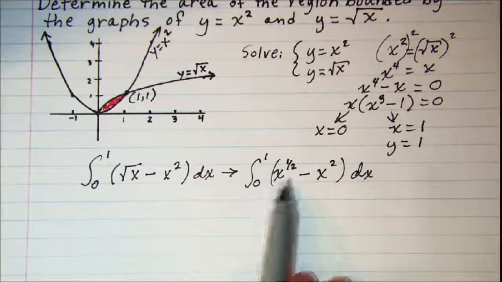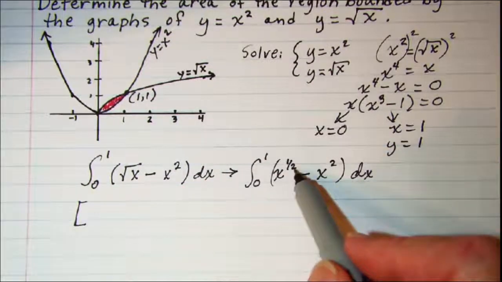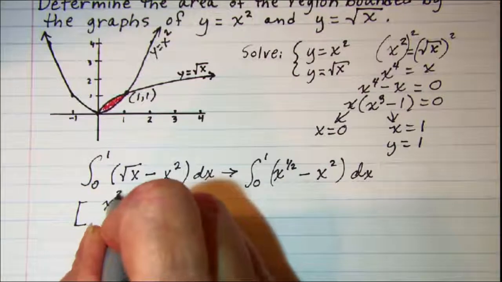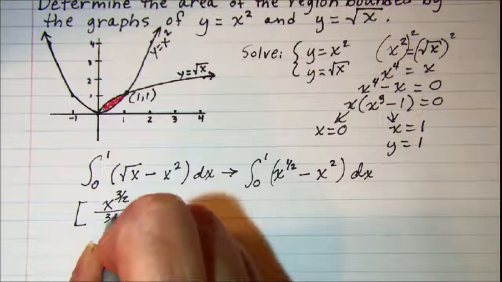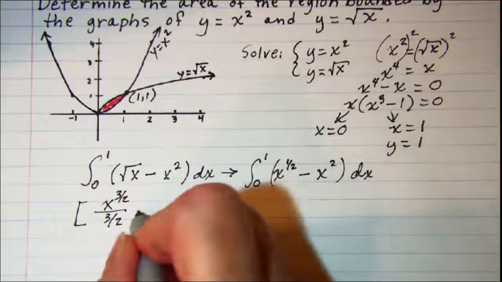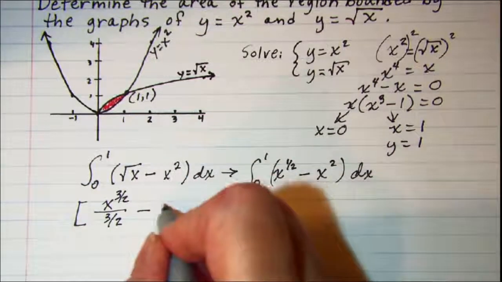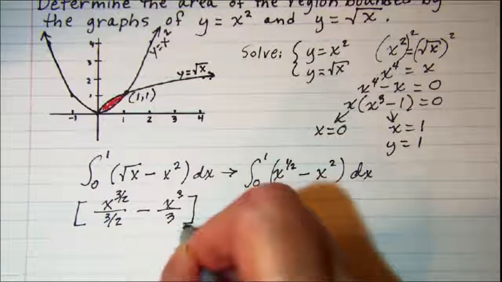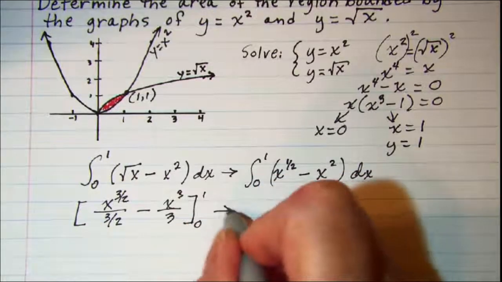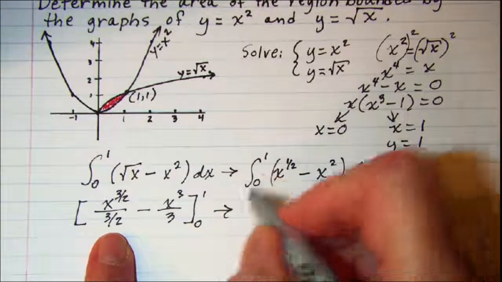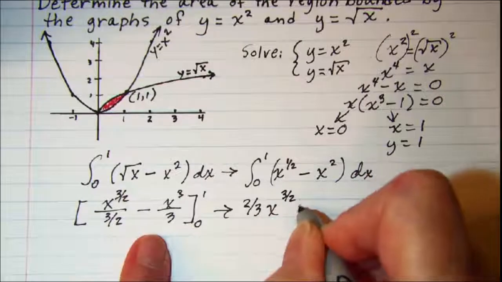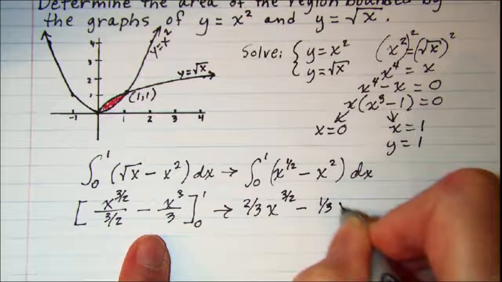So now we can integrate. We'll increase the exponent by 1, which gives us 3/2, and then divide by that new exponent. So I have x to the 3/2 divided by 3/2 minus x cubed divided by 3. And we're evaluating from 0 to 1. Let me just simplify this complex fraction. This is 2/3 x to the 3/2 minus 1/3 x cubed.